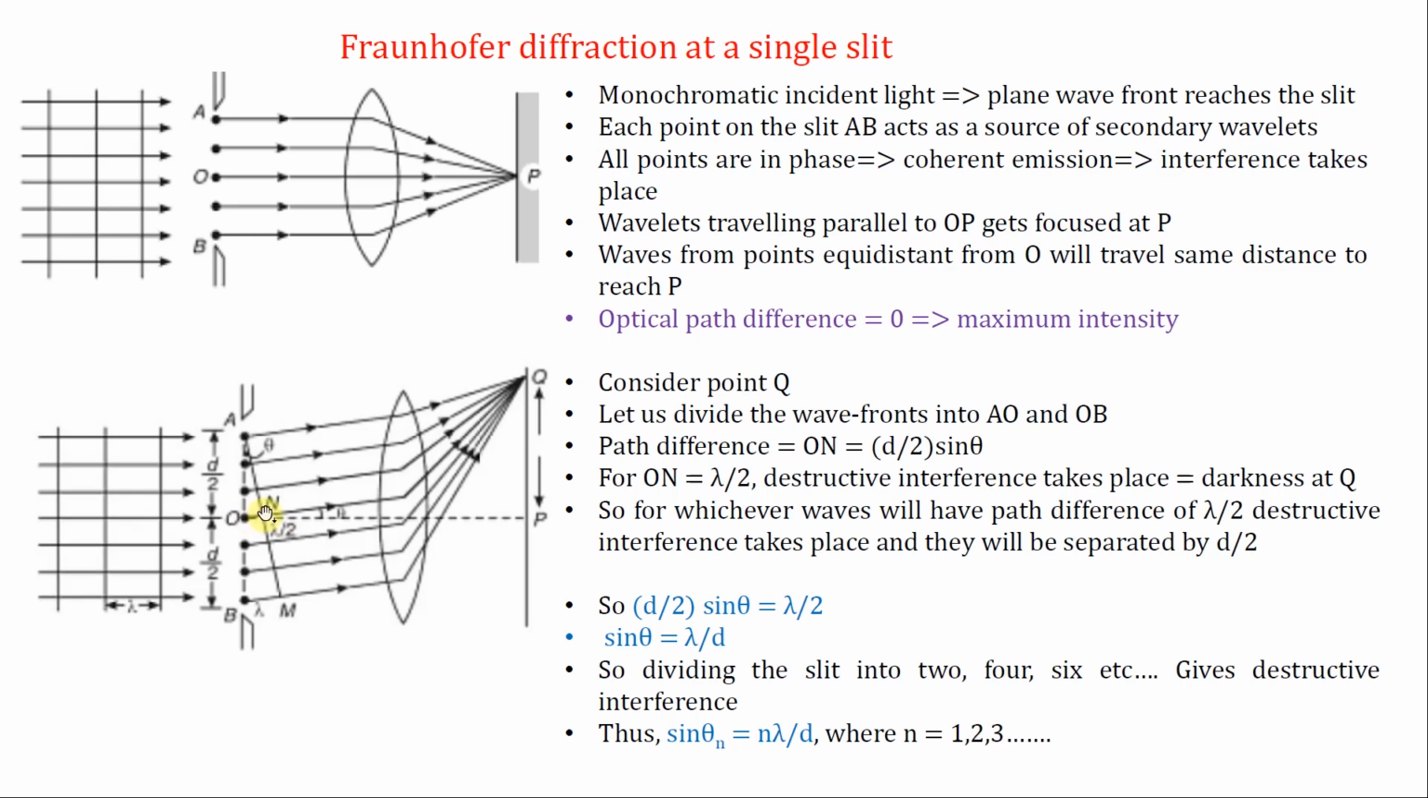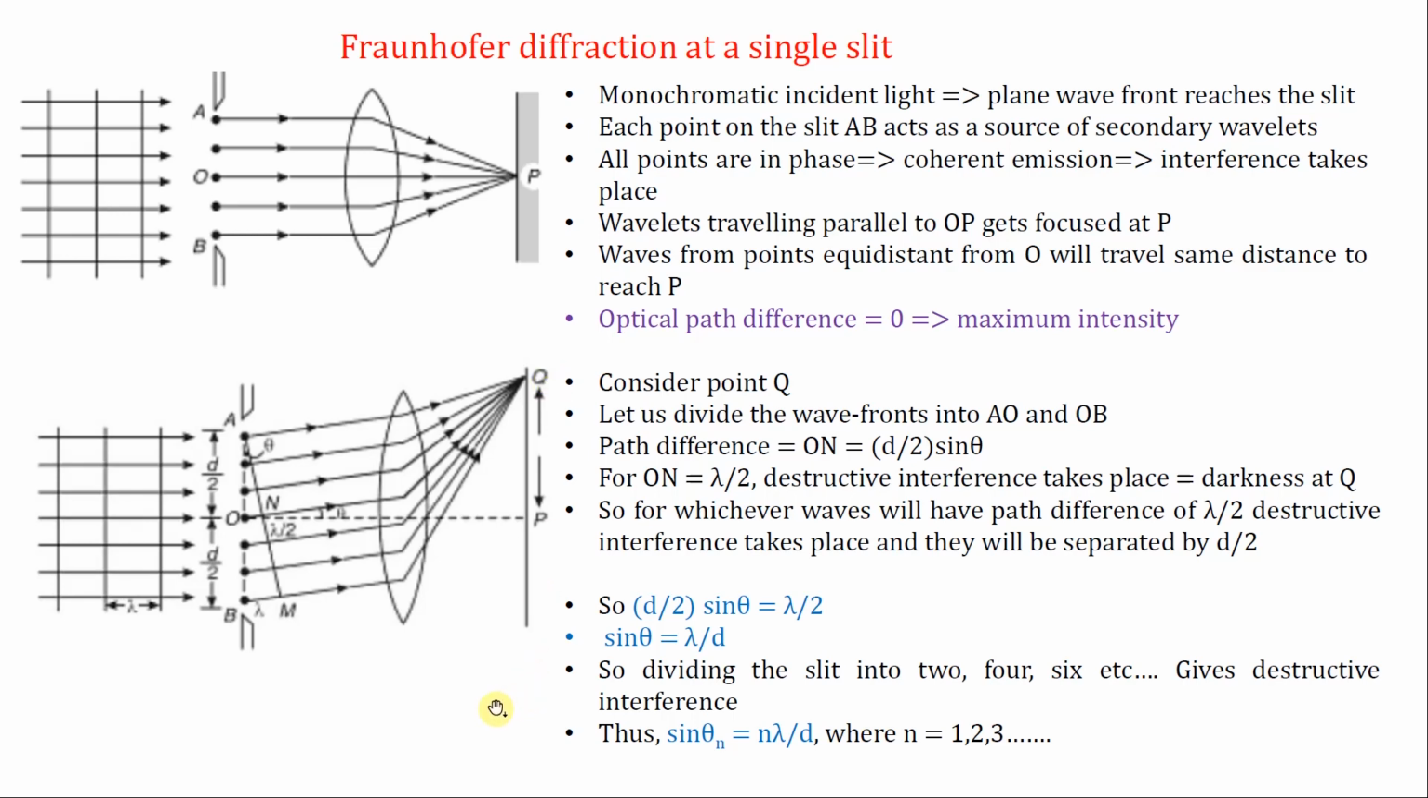So the path difference ON I can find. With this being the angle theta, the angle of diffraction, sin theta is ON divided by AO, where ON is the path difference. I will get it as d by 2 sin theta. That's what we are having here. ON is equal to the path difference, which is d by 2 sin theta. Now since we have divided the slit into 2, the path difference is lambda by 2. So our expression becomes lambda by 2 is equal to d by 2 sin theta. A path difference of lambda by 2 will result in destructive interference. So that means we are going to get a dark fringe at this point Q.